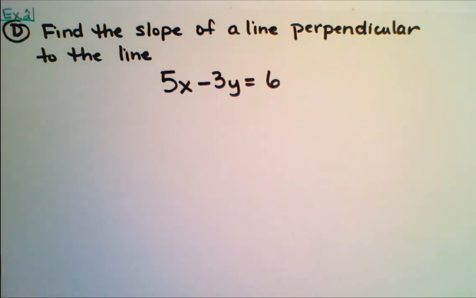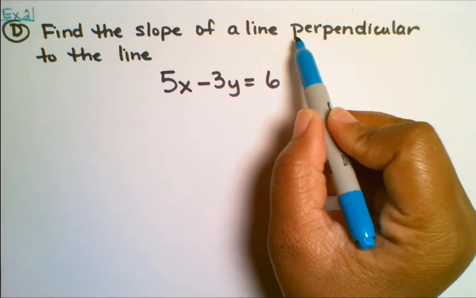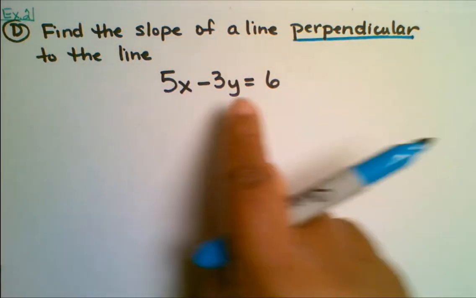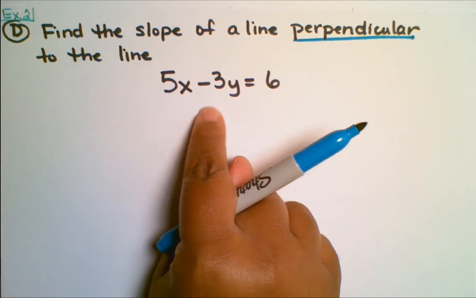Example D. Find the slope of a line perpendicular to the line 5x minus 3y is equal to 6. So we're going to take this equation and we're going to solve for y. And the slope that we're going to create is going to be perpendicular to this line. So let's find the slope of this line here.